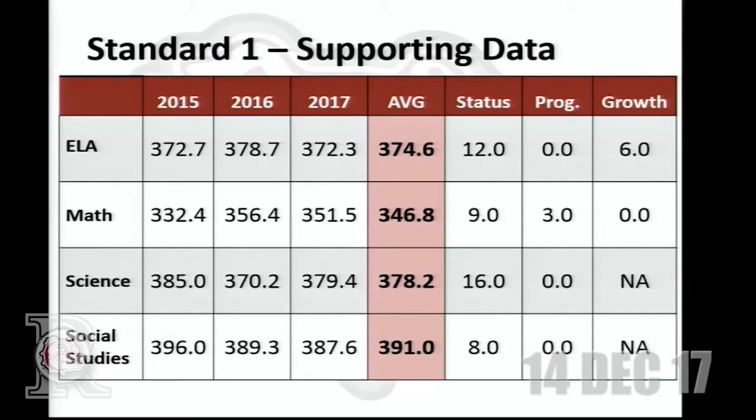Social studies is all based on one single test, the high school government EOC test. The other three subject areas are all worth 16 points total. Because this is based on a single test, it's only worth 8. And if you look at our scores, our 3-year index for social studies is 391, which does put us in the top 2020 target category, so we do earn all 8 points for social studies.